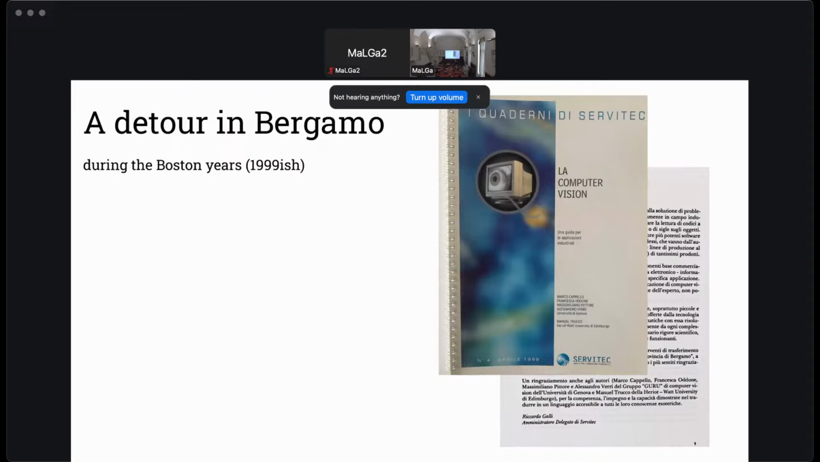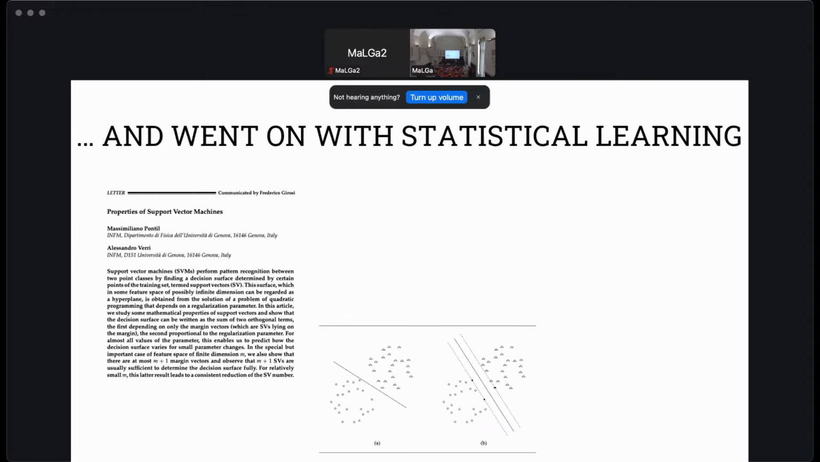We are getting close to the time where Alessandro started, actually he was already doing it, to spend a lot of time in Boston doing a lot of great research, changing a bit, I'm going to go a step ahead, the main focus of his work from classical computer vision to machine learning.